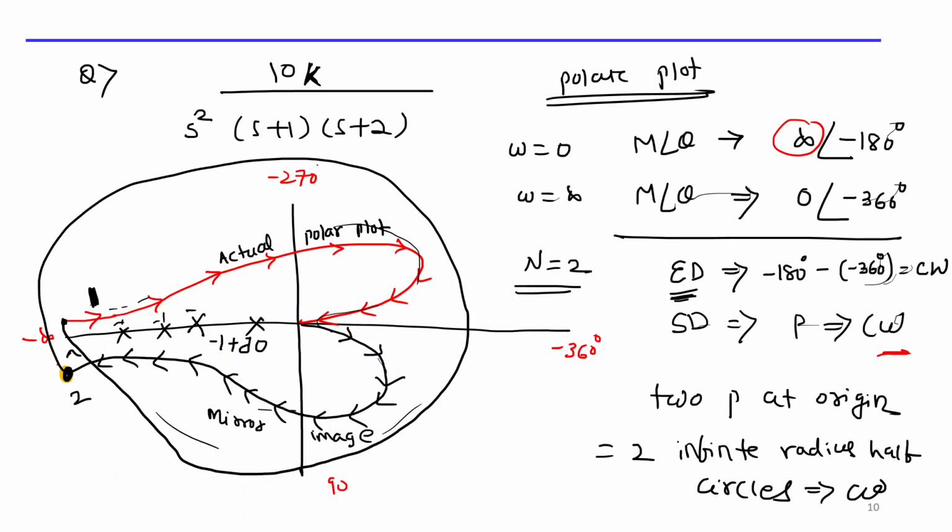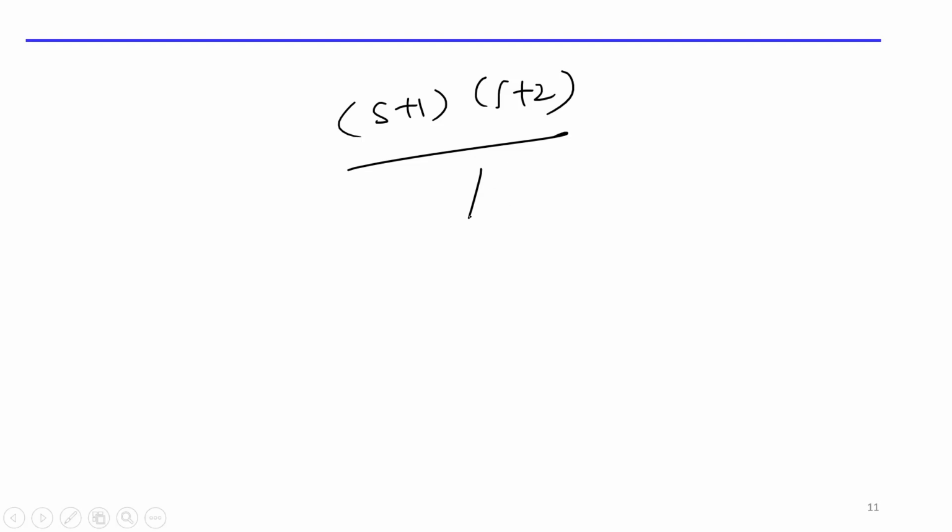If in this question only poles are there, so clockwise. Suppose in another question the transfer function is given like this: (s plus 1)(s plus 2) divided by 1. So what is the starting direction for this question? Only zeros are there, so it should be anti-clockwise, right? Yes.